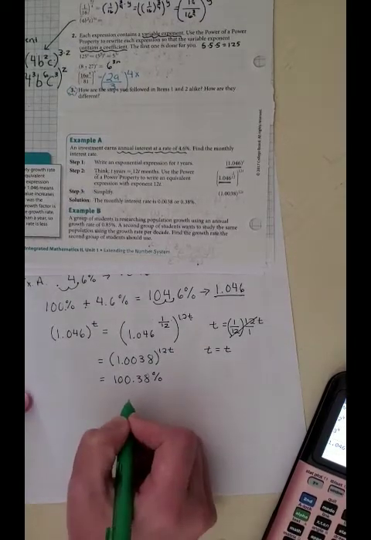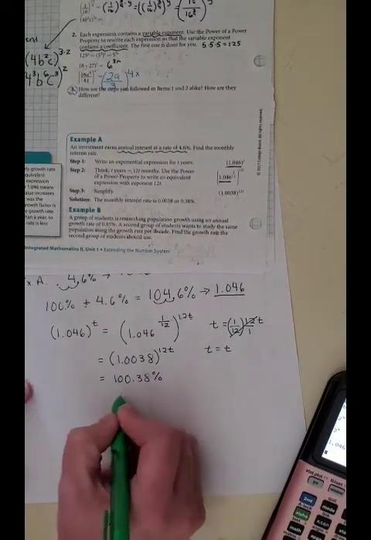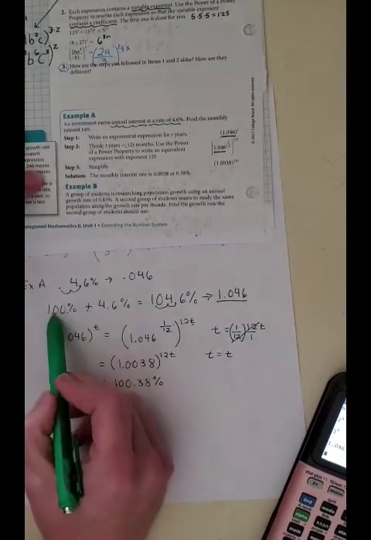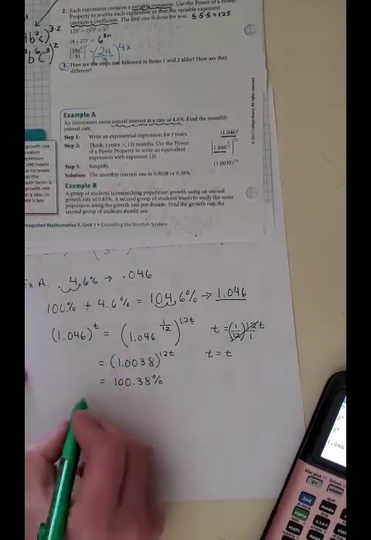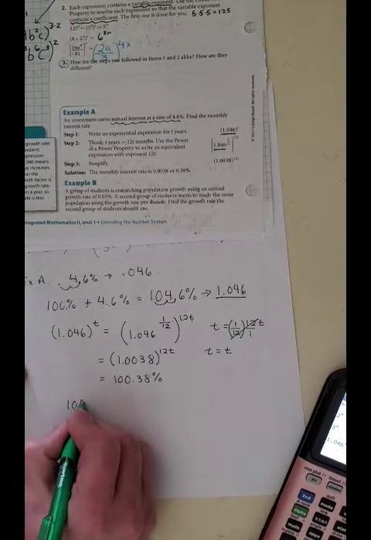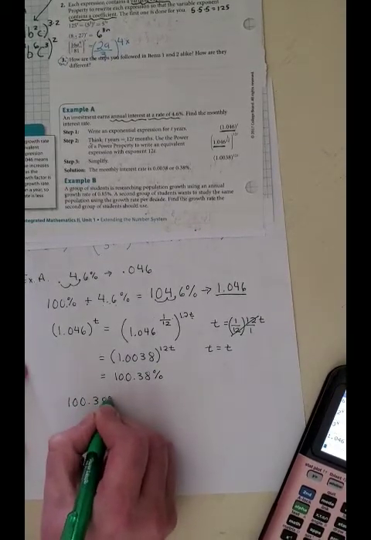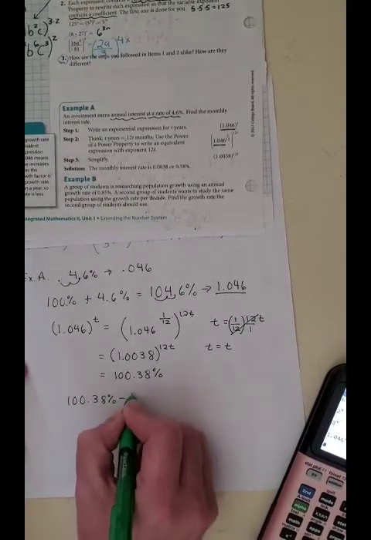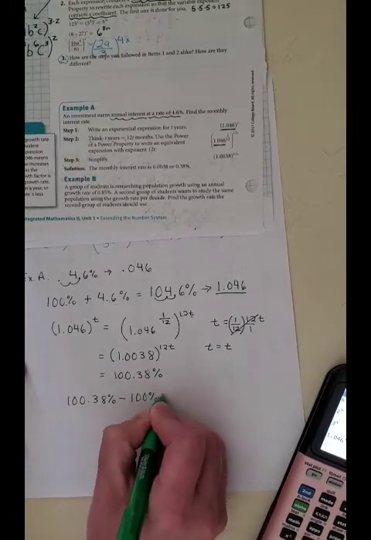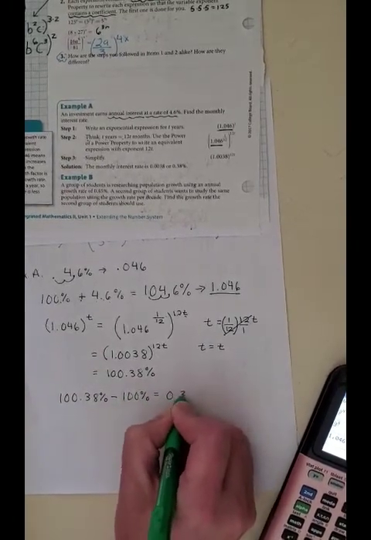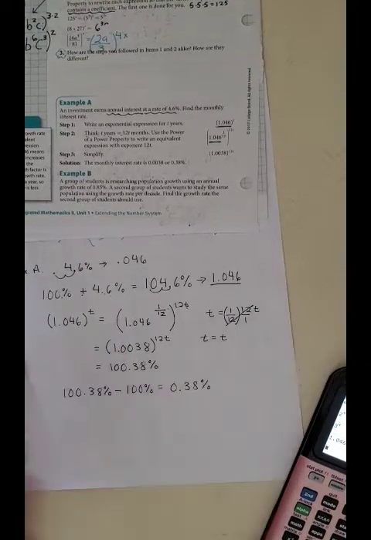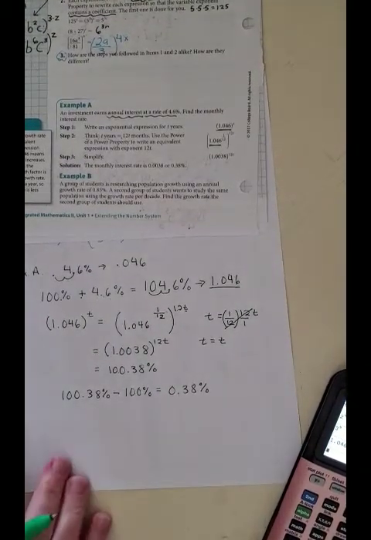And that would mean that for the interest rate, we're going to subtract off, just like here we had to add 100% to this. This time I'll subtract 100% from it. So 100.38% minus 100% would give me 0.38%. Now let's go back and talk about what we've just found.